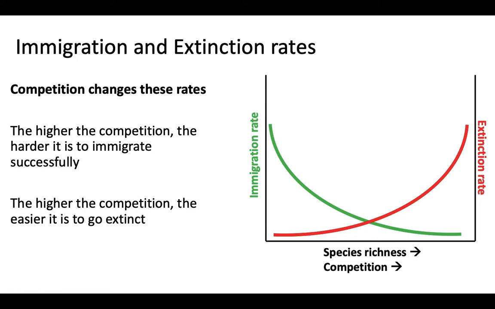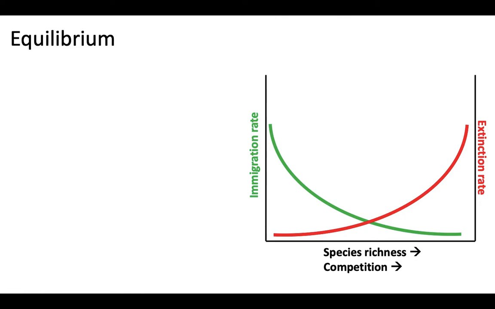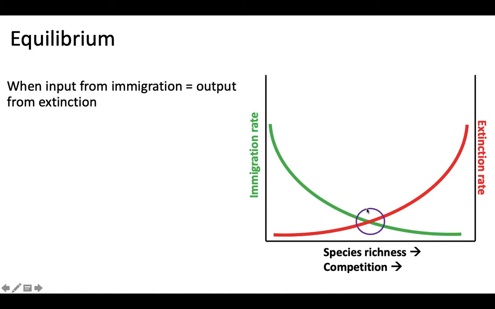Or I guess maybe two more wrinkles, depending on how you look at it. But before we do that, this point right here, this point where these two lines cross over, they intersect, is what we'll refer to as the equilibrium point. When the input from immigration is equal to the output from extinction, that's the equilibrium point. In theory, the species richness will stay constant at this point.